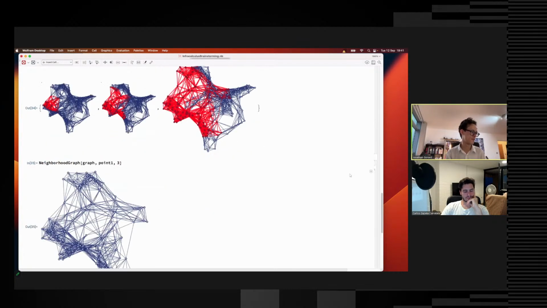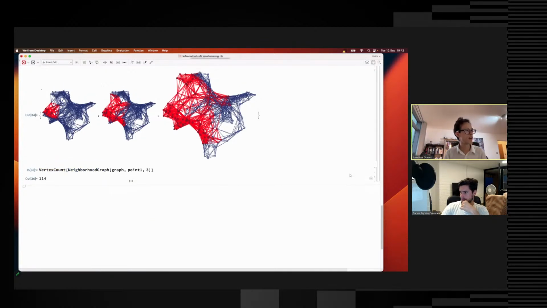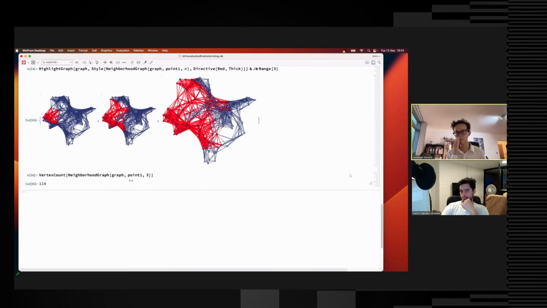so if I say, all vertices within distance 3, and I say vertex count of that. So now this gives me, my graph is equipped trivially with a counting measure. So what I'm doing is I'm selecting a point and I'm saying effectively, let's look at a ball of radius 3 around that point. What is the volume of that ball? Well, it's 114 because there are 114 vertices contained within that subgraph.